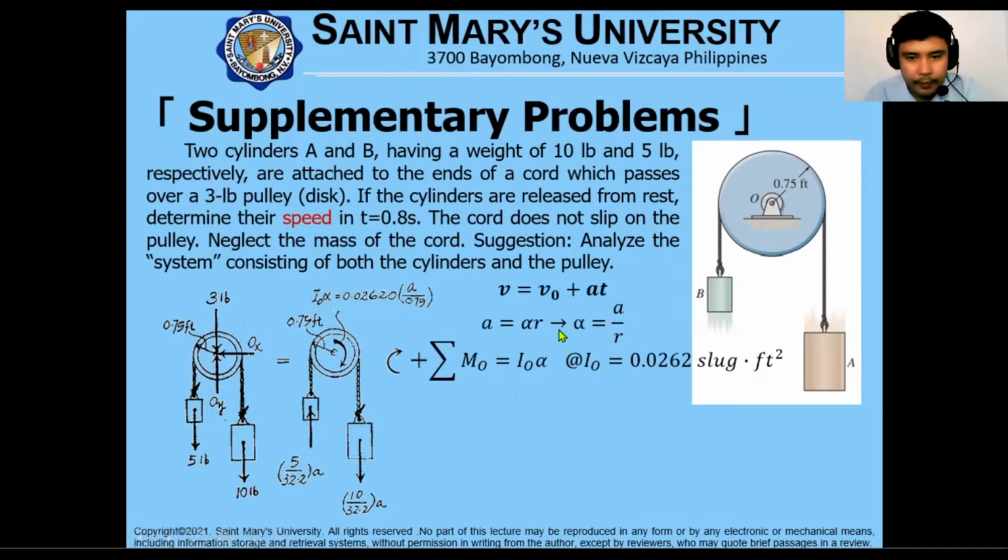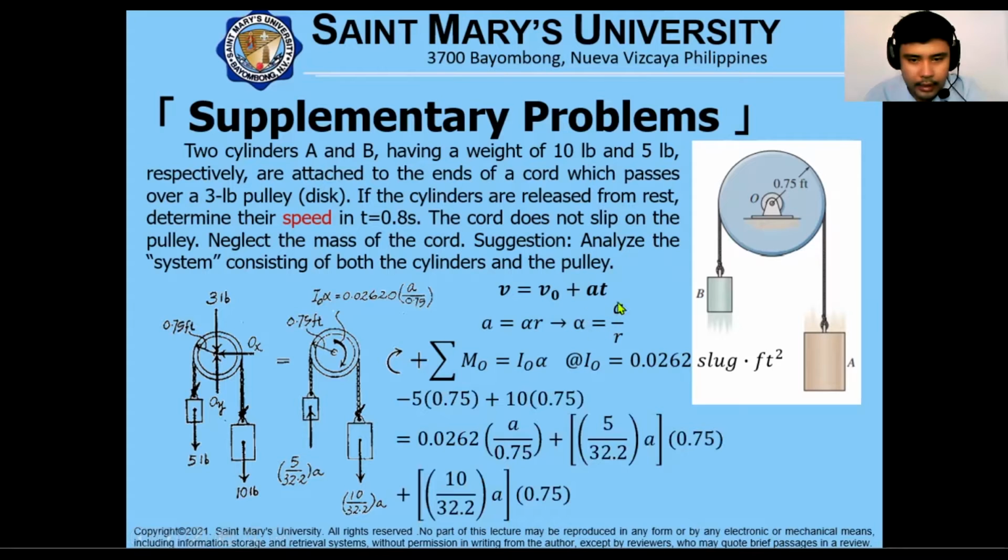This step is actually necessary in order for us to directly solve for the value of A. Take note that our main goal in this problem is to solve the value of A so that we can substitute A and then solve for the speed already. Substituting IO first, then utilizing this relationship from this alpha, you can see that when you substitute that one, it will yield the following. However, we need to analyze first the left side of the equation.